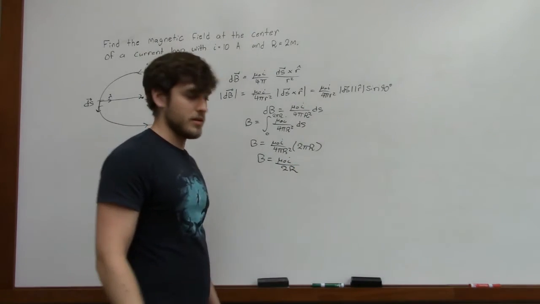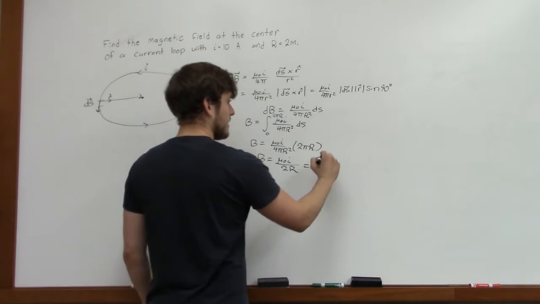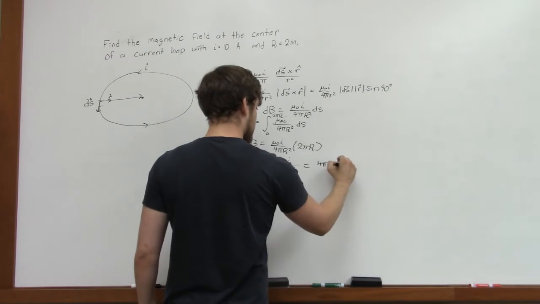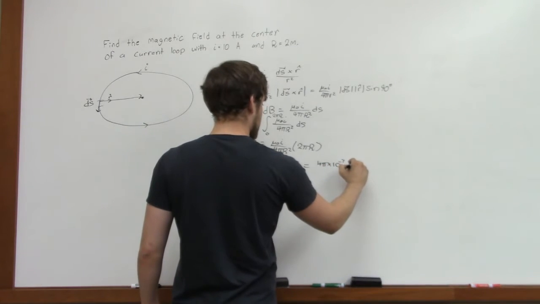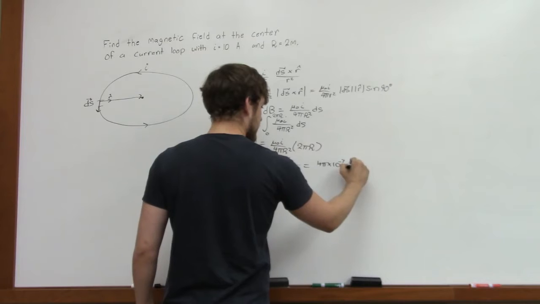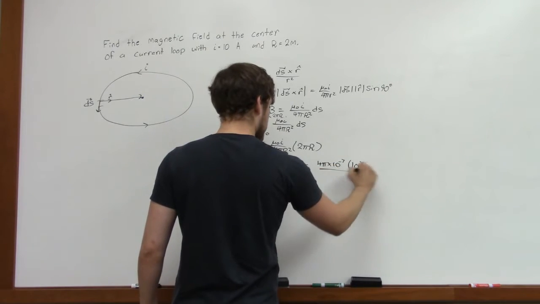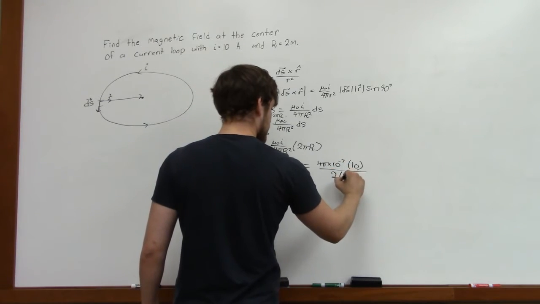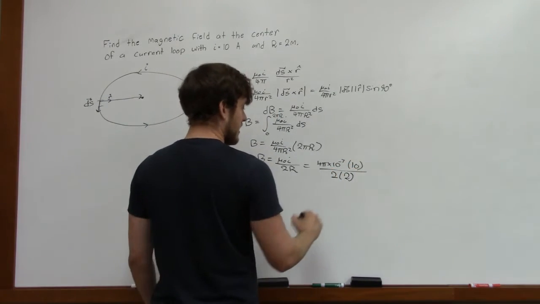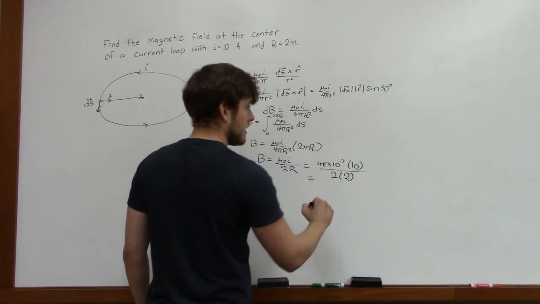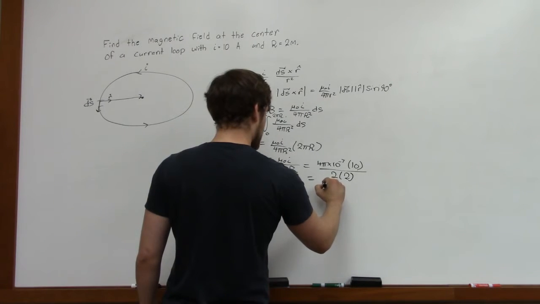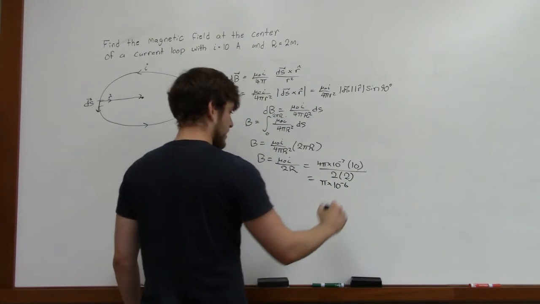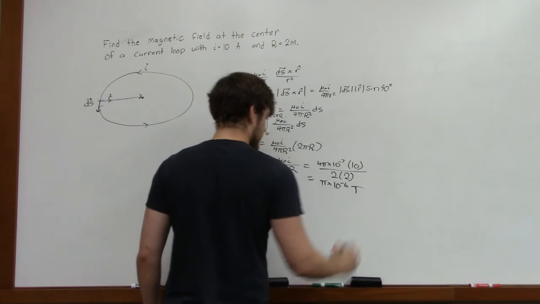So now we can plug in our numbers. Mu naught is 4 pi times 10 to the minus 7, times the current, which is 10 amps, divided by 2 times the radius, which is 2 meters. And if you plug that into your calculator, you should get pi times 10 to the minus 6, and magnetic field is measured in units of teslas.